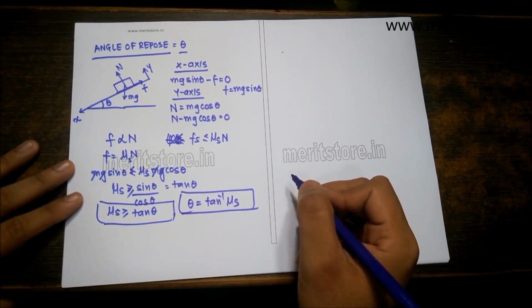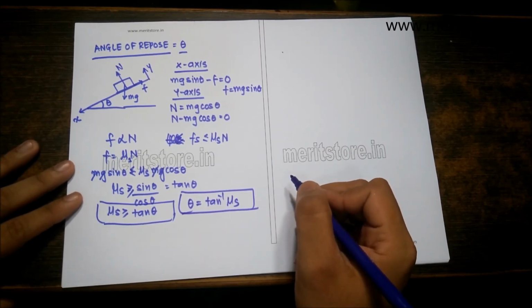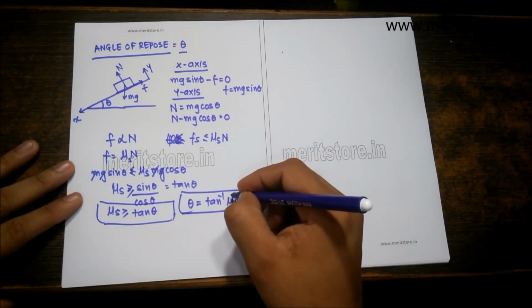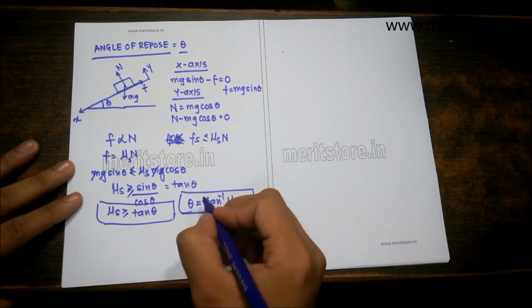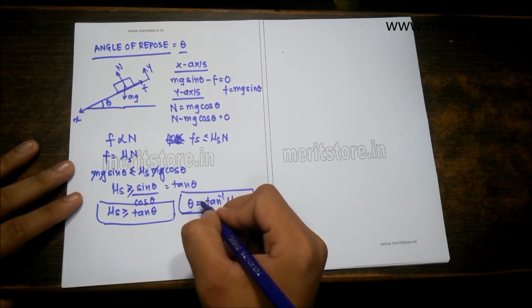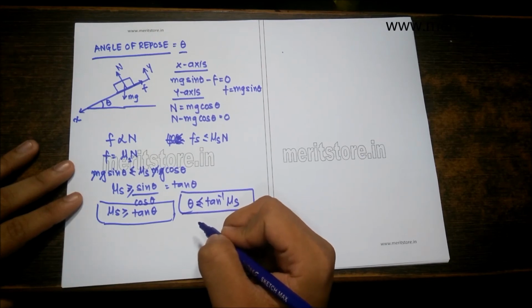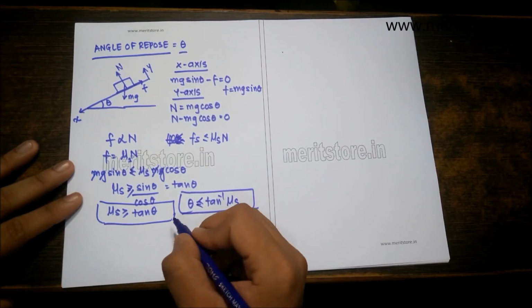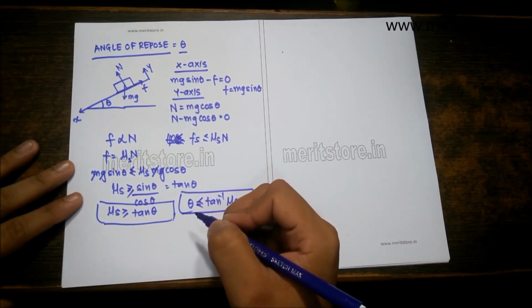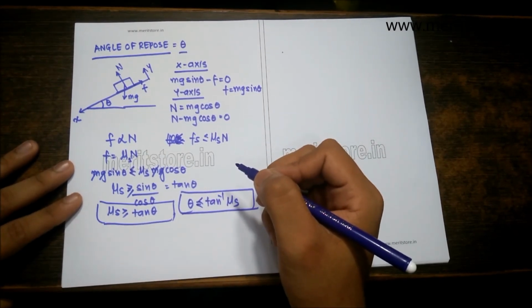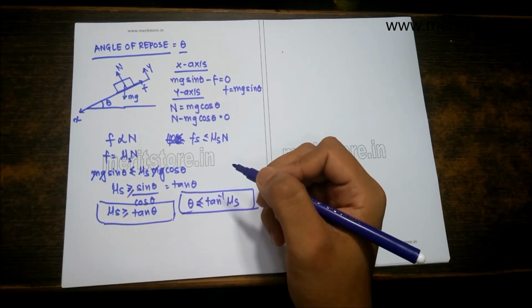So this means that the coefficient of static friction between the two surfaces, in order that the body does not slide down, should be greater than tan theta. So as we increase tan theta beyond mu, the body begins to slide. This is known as the angle of repose.